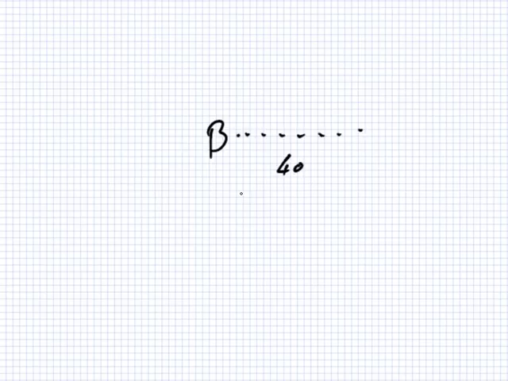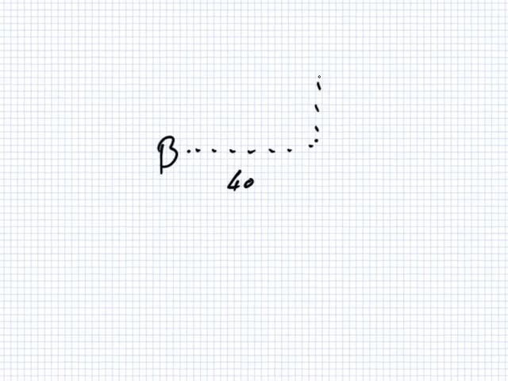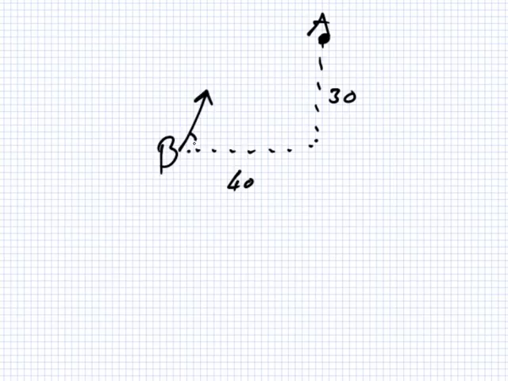A ship A is 40 kilometers east of ship B. So I'll just draw ship B here. A is 40 kilometers to the east, yeah? And it's 30 kilometers to the north. Ship A is not moving. Ship B, however, is heading northeast. Just write it down.